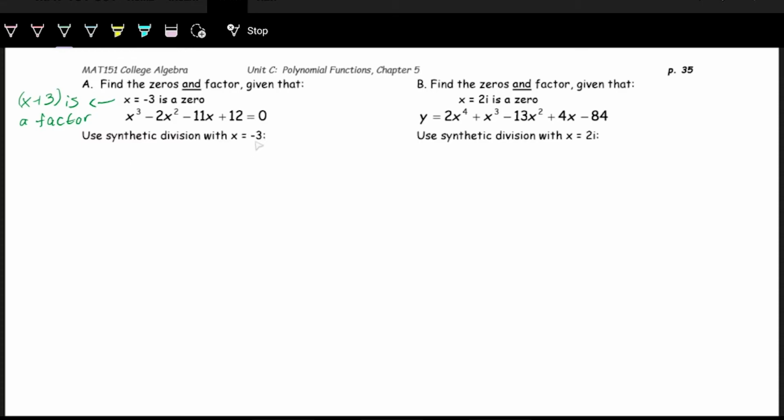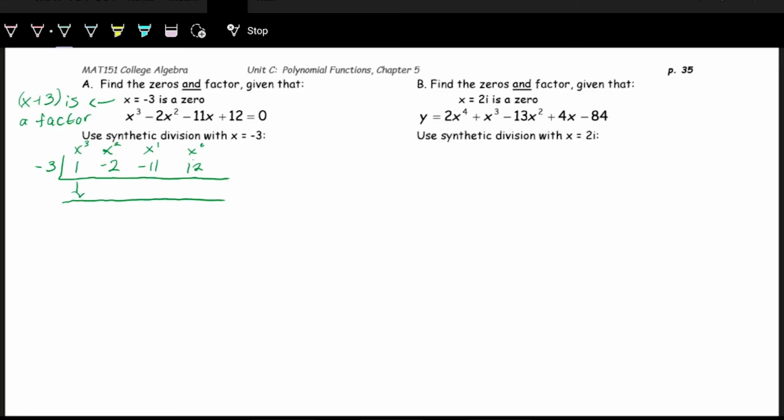So we use the 0 of negative 3. We put the negative 3 out front, and then we list out all the coefficients. So we have the x cubed coefficient, which is 1. We have the x squared coefficient, which is negative 2. We have the x to the 1 coefficient, which is negative 11. And then lastly, we have the constant coefficient, x to the 0, which is 12. Now that we have all these written out, we can follow through with the synthetic division process.